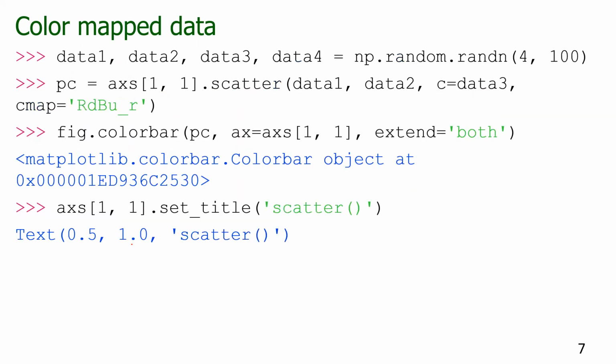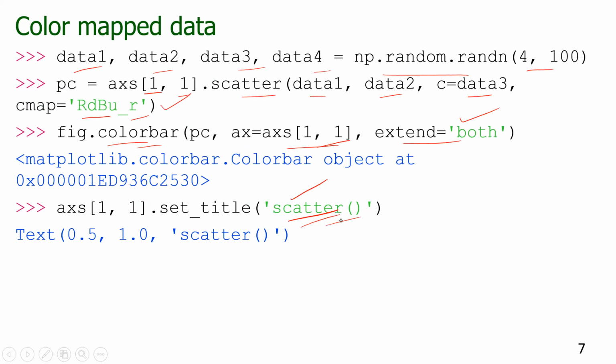Then we are defining the next category, scatter plot type. We are taking the data 1, 2, 3, 4, np.random with 4, 100. We are defining axis 1, 1, scatter with data 1, 2, 3 combination with color map RdBu_r and color code. Then making the colorbar with the 1, 1 axis extend both. Then we are making the title as scatter.